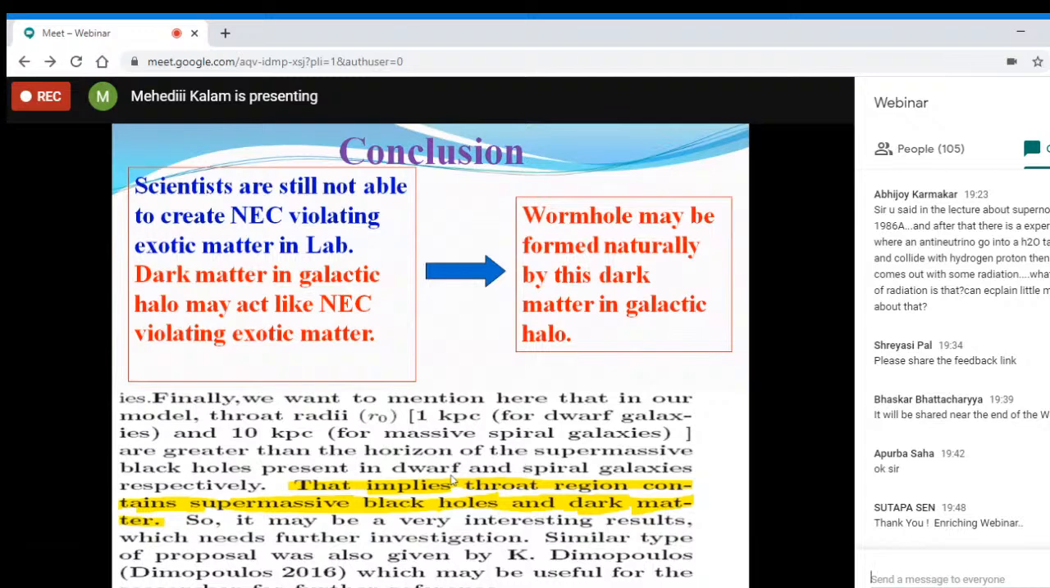Of course, the wormhole in this situation may be a large one, and so it may be a very interesting result. Of course, it needs further investigation, but our result says that. And a similar type of proposal was also given by K. Dimopoulos in quantum field theory, for further reference for researchers who are interested in that.